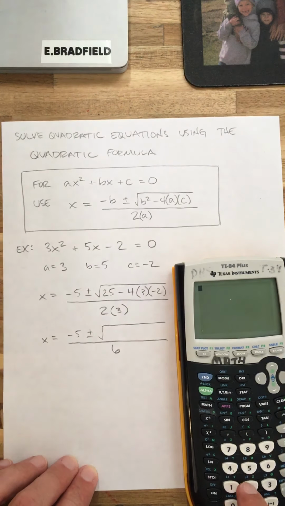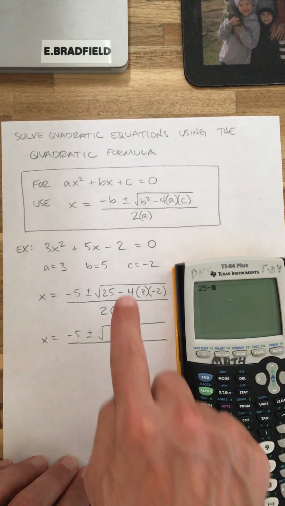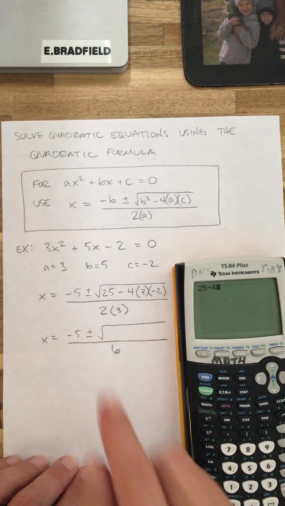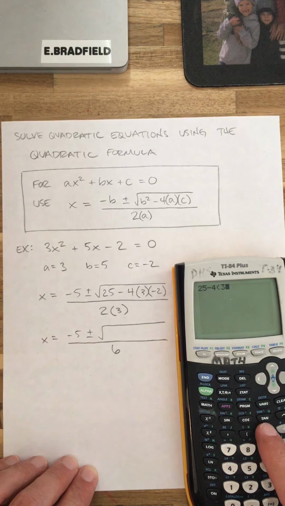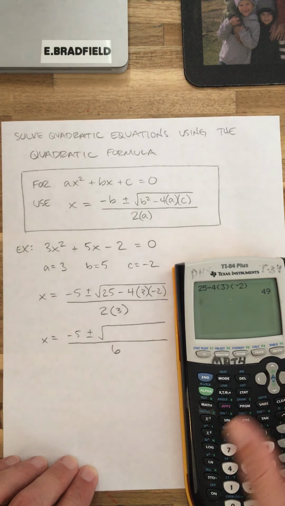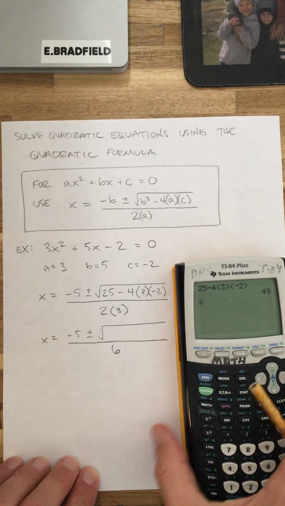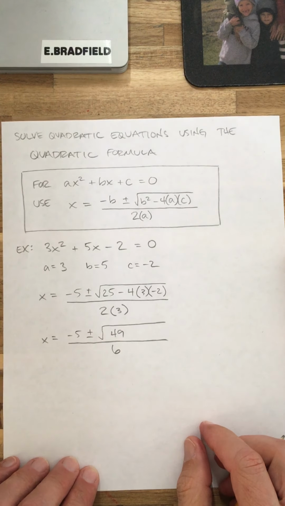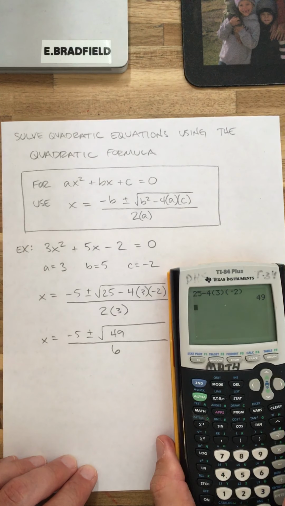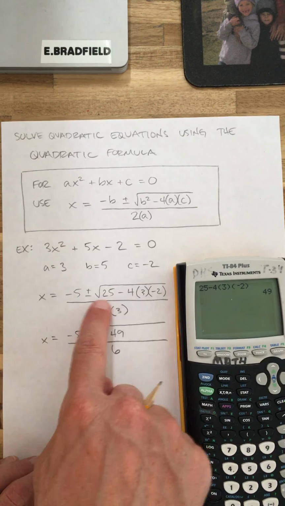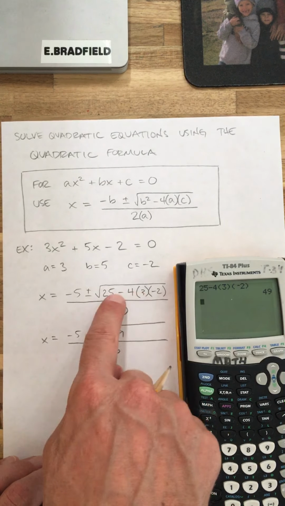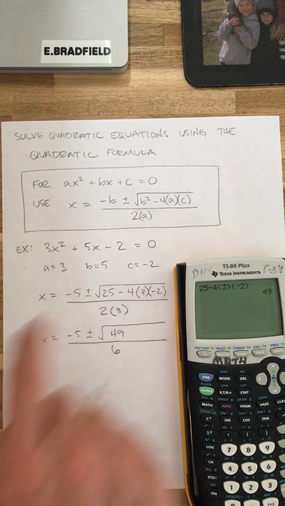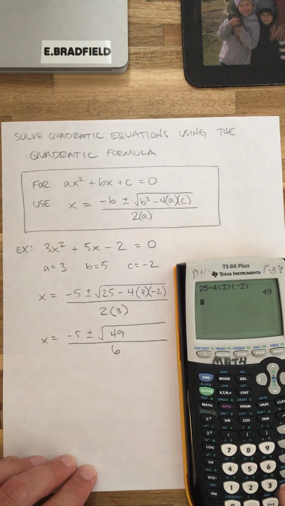I see a 25, okay? Take away 4, parentheses, 3, parentheses, -2, parentheses, and I hit enter and I get 49. Isn't that great? So that's what I'm going to put right here. This turns into a 49. All right. Use this every time because this part right here is where everybody screws up. I've been teaching this forever and this is where everyone screws up, okay? But not you, because you've got a calculator.